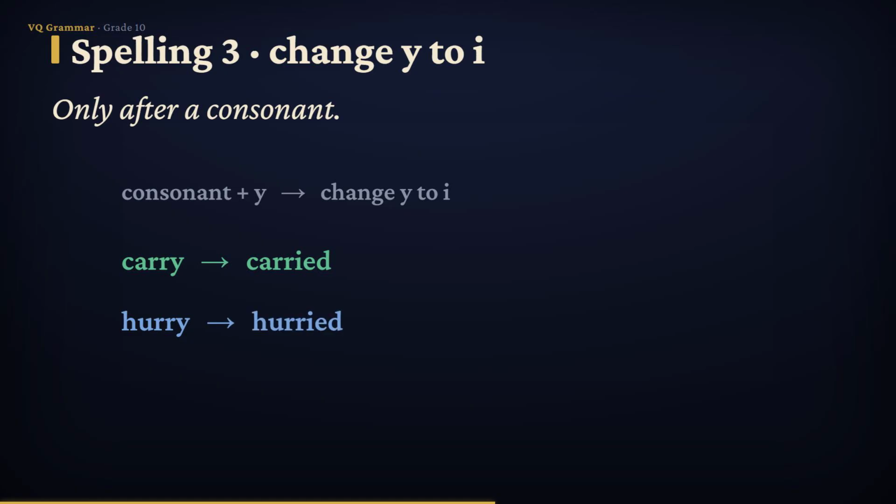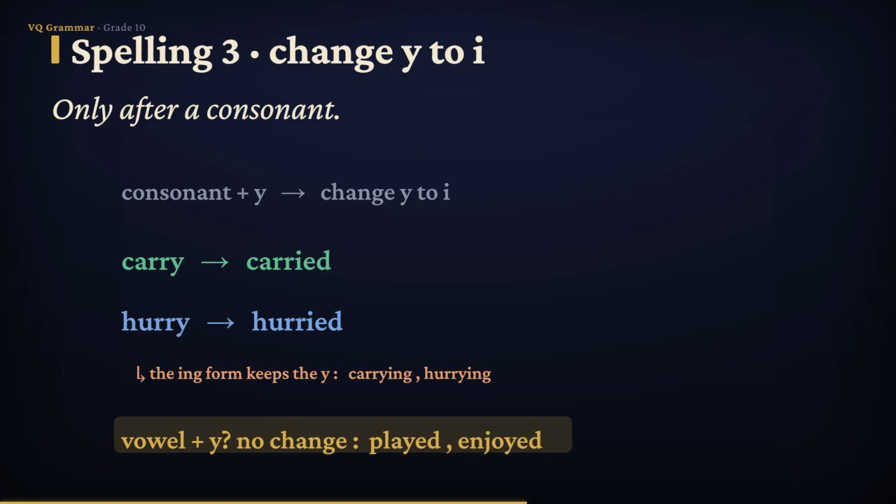But be careful, because the change only happens for the past ending. When you add ing, the Y stays right where it is. Carrying, hurrying. English simply will not tolerate two I's in a row. And here's the escape clause. If a vowel comes before the Y, nothing changes at all. Play becomes played. Enjoy becomes enjoyed.